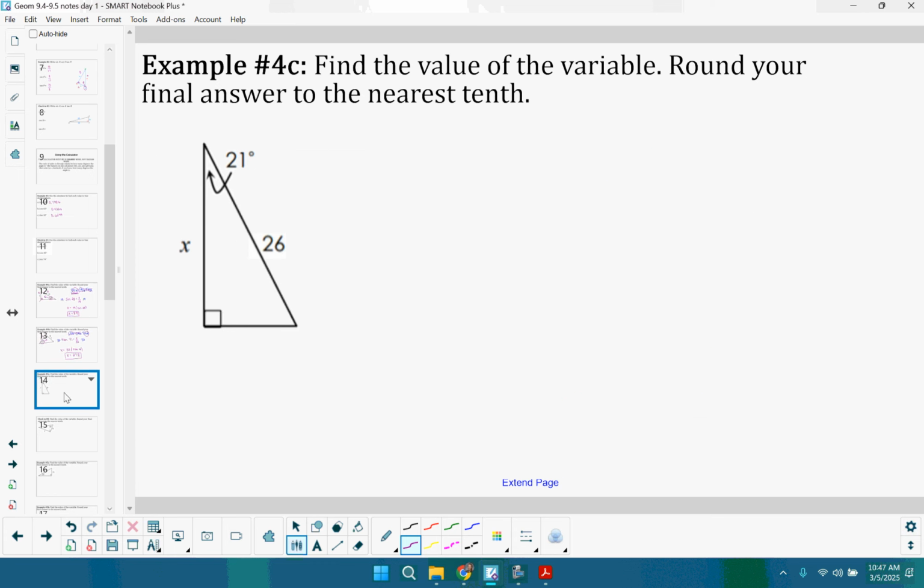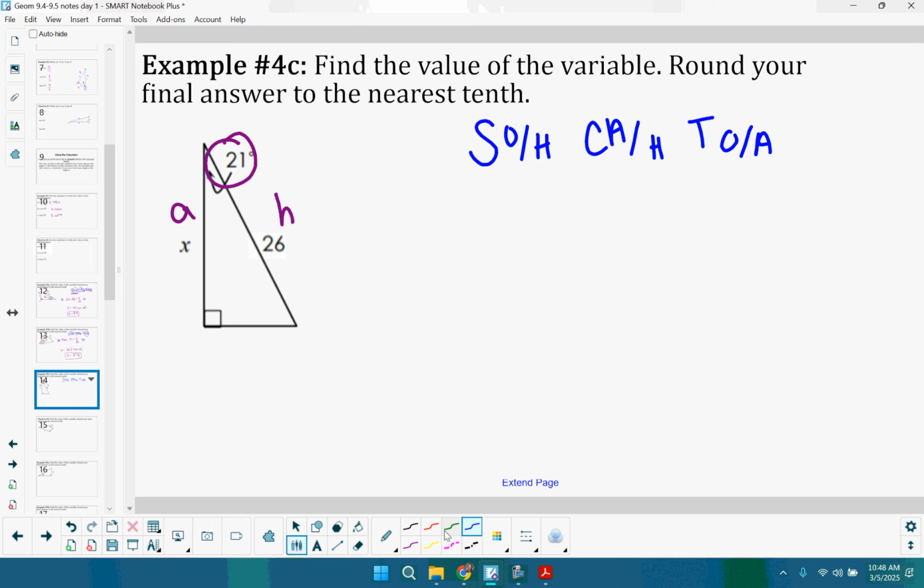Another one together. My angle this time is 21 degrees. This would have been opposite. This is across from the right angle. That's hypotenuse, leaving this to be my adjacent side. Out of SOHCAHTOA, I now have an A and an H. The A and H combination is there. So we're going to use cosine. We're not going to use sine or tangent for this problem.